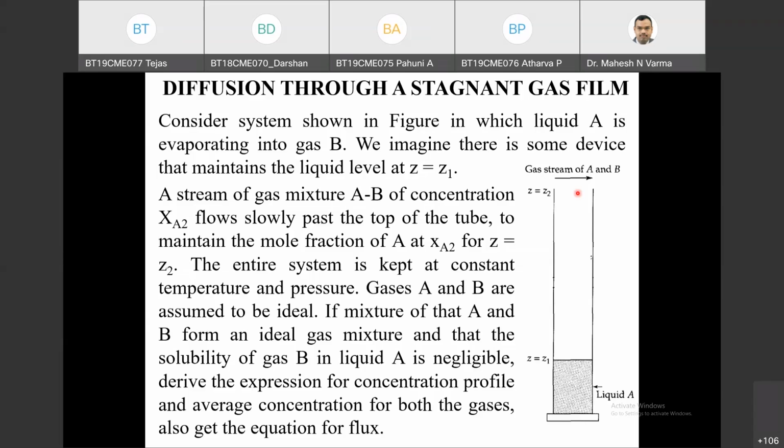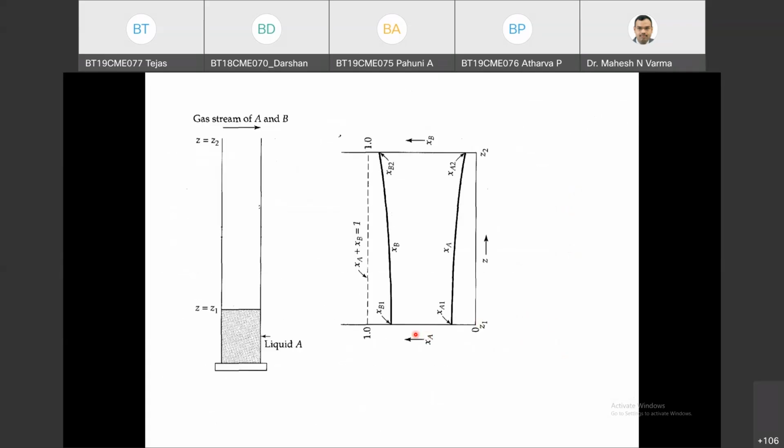Yes, sir. So what is expected concentration profile? Now, before solving itself, you should expect the concentration profile. How concentration will change? Sir, starting from Z1, as we go to Z2, the concentration will decrease. Very good. Concentration of A will decrease. And as this is a binary system, as I am moving from Z1 to Z2, concentration of B will increase. This is what expected concentration profile.